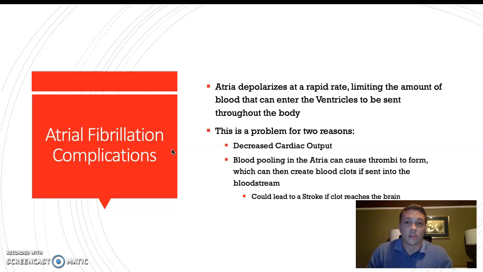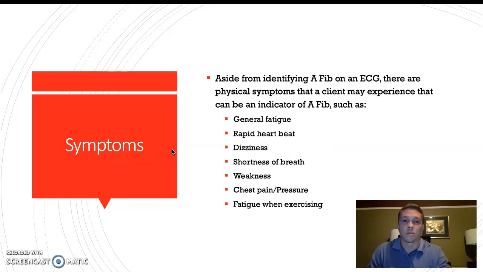Some complications that could arise from AFib: the atria depolarize at a rapid rate, which limits the amount of blood that can actually enter the ventricles to be sent throughout the body, and this is an issue for two reasons. One, you have a decreased cardiac output, which limits the oxygen supply that can go throughout your body. And the second is that pooling can occur in the atria and a thrombus can form. If this thrombus goes through the bloodstream and gets throughout the body, then a clot could occur, and the worst situation would be the clot moving to the brain, in which case it would cause a stroke.